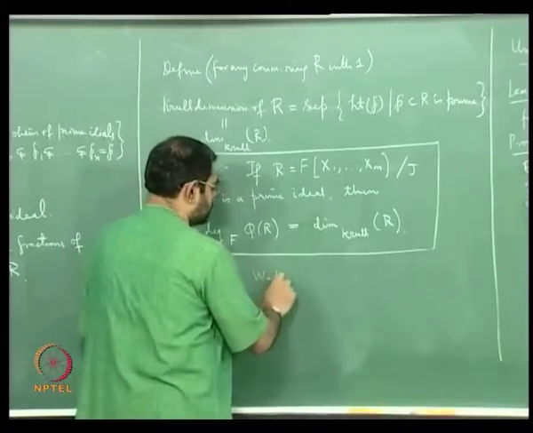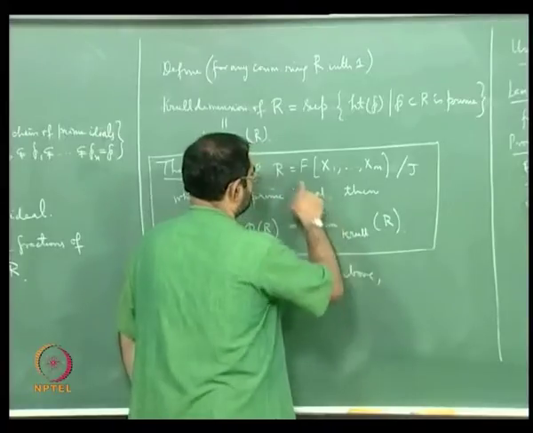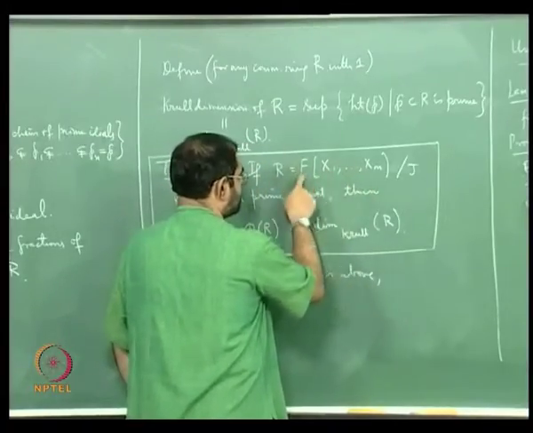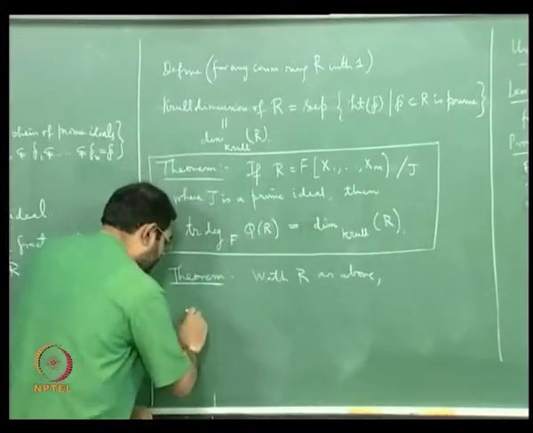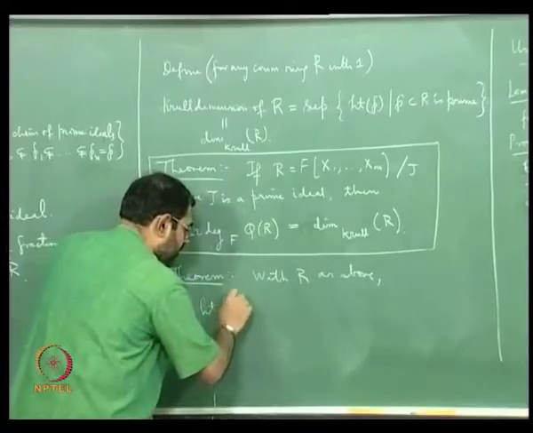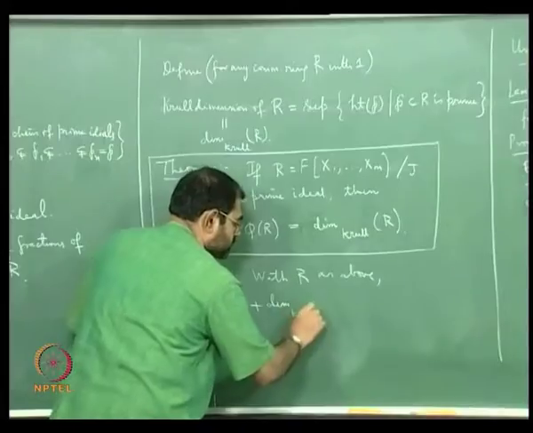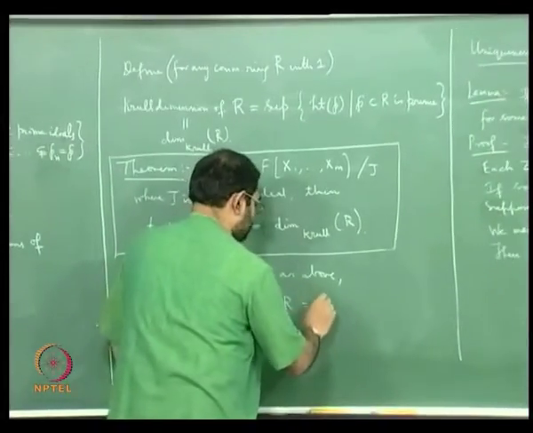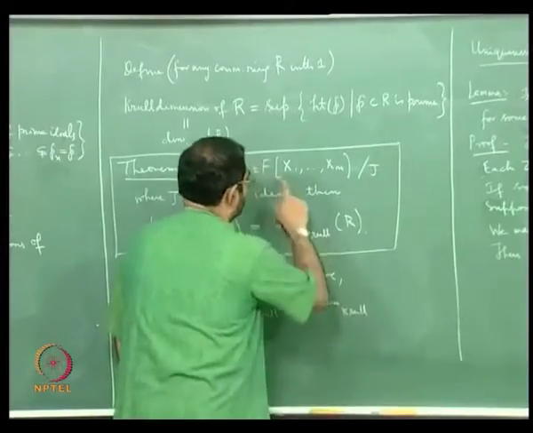with R as above, that is R is a polynomial ring in finitely many variables over a field modulo a prime ideal J, okay. Height of J plus Krull dimension of R is equal to the Krull dimension of this.